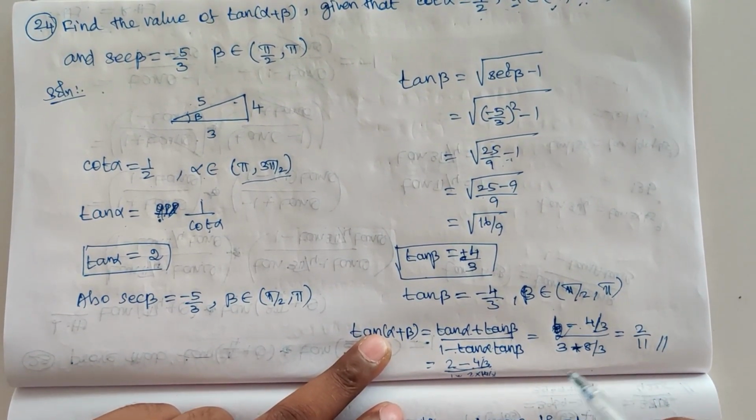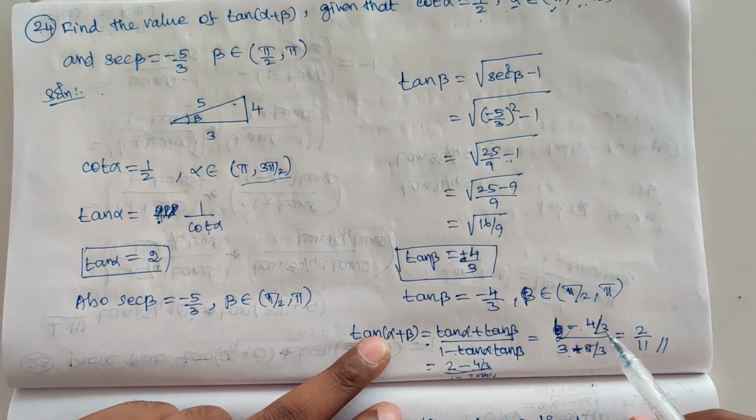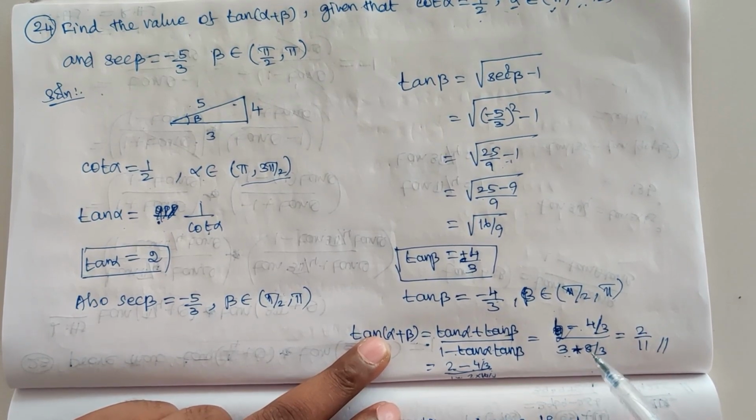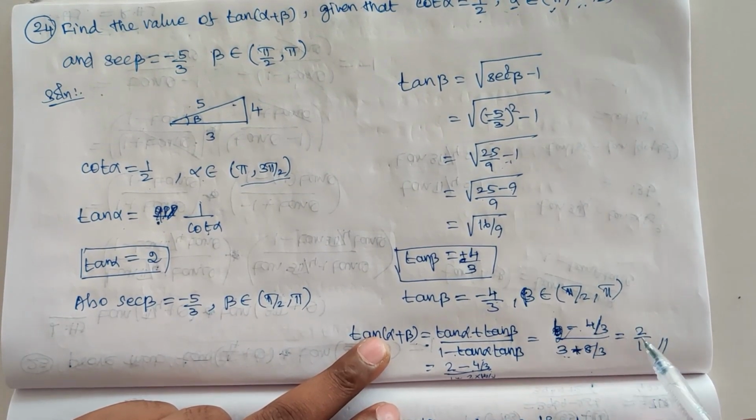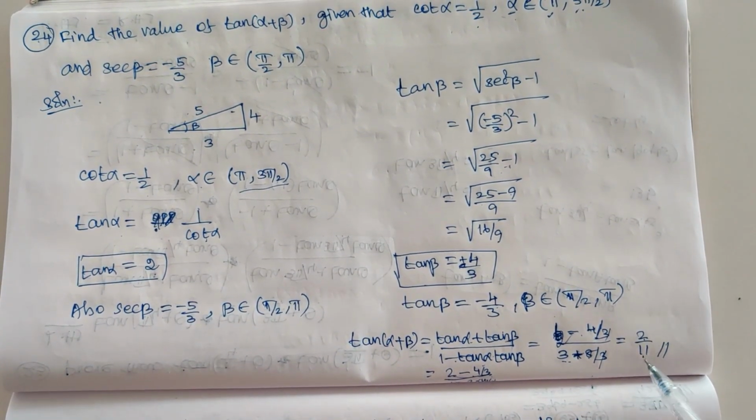So 3 plus 8, the whole divided by 3. So 6 minus 4, the whole divided by 3. Similarly 3 plus 8, the whole divided by 3. So 6 minus 4, that is equal to what? 2. 3 gets cancelled. So 3 plus 8, that is equal to what? 11. So the answer is 2 by 11.